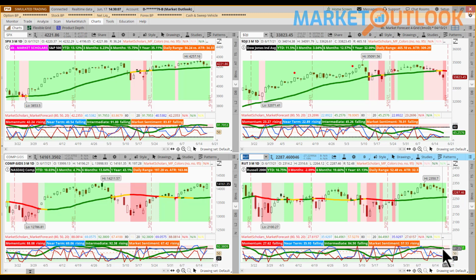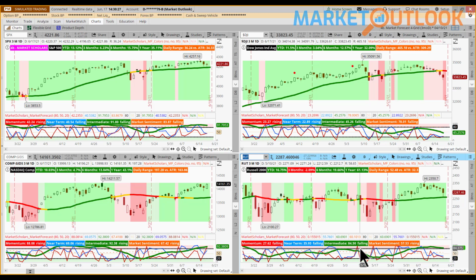Now, it's starting to become a little bit more precarious here. You'll notice that the intermediate line is at 84 and falling. Anything above 80 we consider to be strongly bullish. So if this were to fall from 84 down to 79, it would all of a sudden have a light pink background color. So that could happen possibly tomorrow.